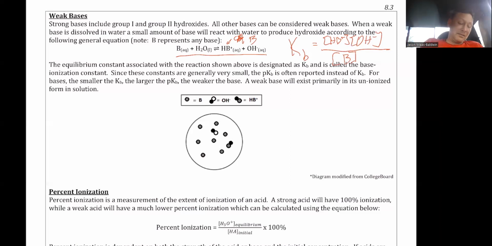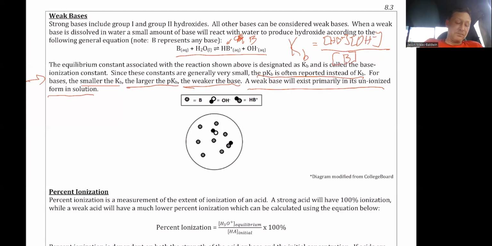Often Kb is reported, because these values are very small. So for bases, the smaller the Kb is, the weaker the base and the larger the pKb. So larger pKb and smaller Kb means a weaker base. So a weak base will exist primarily in its unionized form in solution.